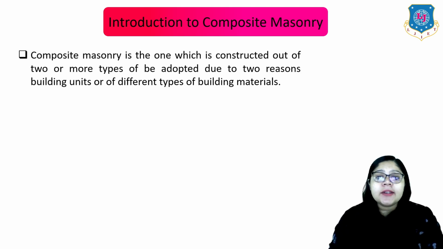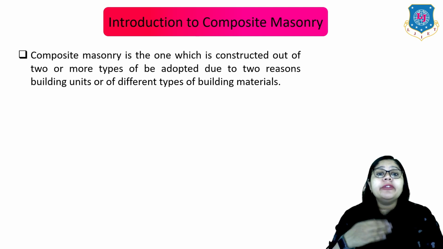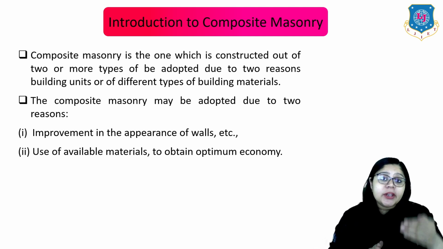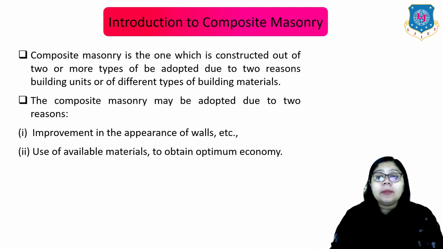A composite masonry is one which is constructed out of two or more types of materials, which can be adopted from different regions, or we can say which are of different materials. There are some reasons for adopting different types of material: the first reason can be to improve the appearance of the wall, and the second reason can be the use of available material to obtain optimum economy.